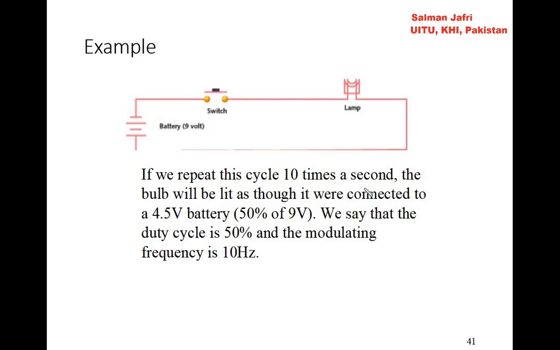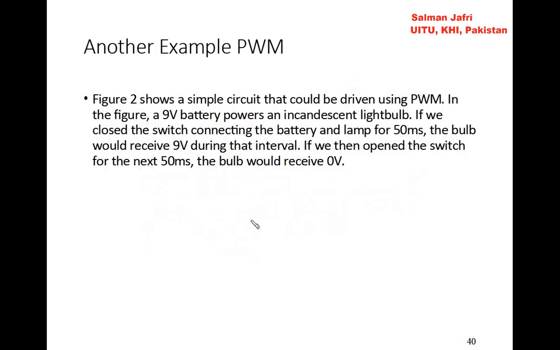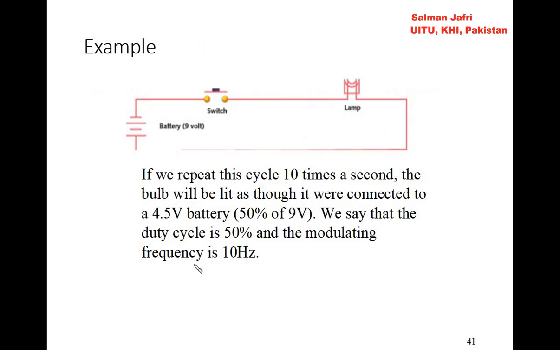So if we repeat this cycle 10 times a second, the bulb will be lit as though it were connected to a 4.5 volt battery. Why? Because the duty cycle is 50%. Why is it 50%? We are switching on for 50 milliseconds and switching off for 50 milliseconds, right? So the duty cycle is 50%. And if we do it 10 times a second, it would be this. So we say that the duty cycle is 50% and the modulating frequency is 10 hertz. Why is it 10 hertz? Because we are doing this operation 10 times a second.